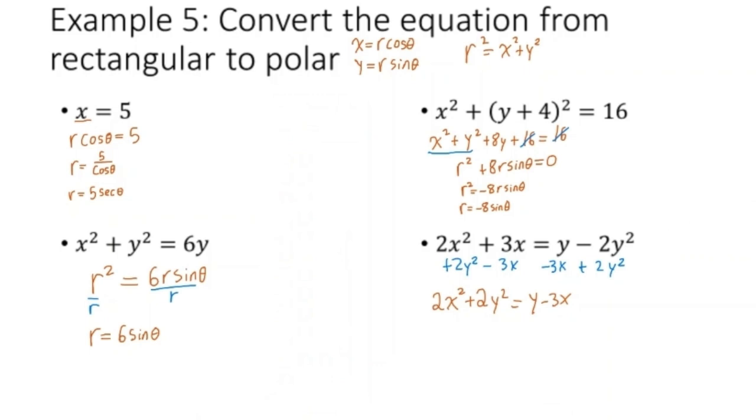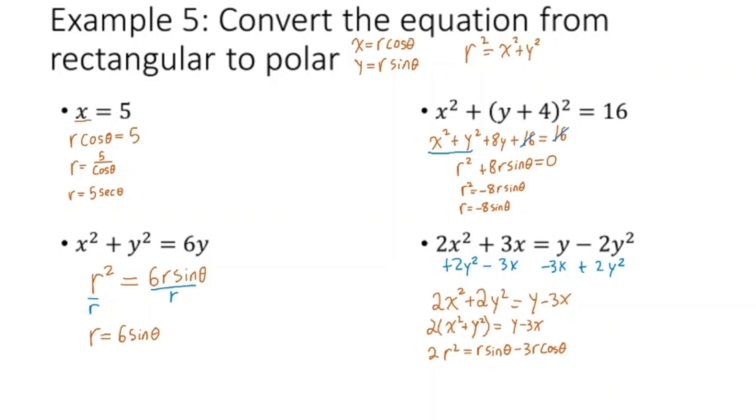On the left-hand side, let's factor out the 2 since that's a common factor. And we have 2 times (x squared plus y squared) equals y minus 3x. On the left-hand side, we see the x squared plus y squared, which we can replace with r squared. On the right-hand side, we'll replace the y and the x with r sine theta and r cosine theta respectively. And we can see that our thetas are all on the right-hand side. And this is why I moved the 3x to the right-hand side earlier.